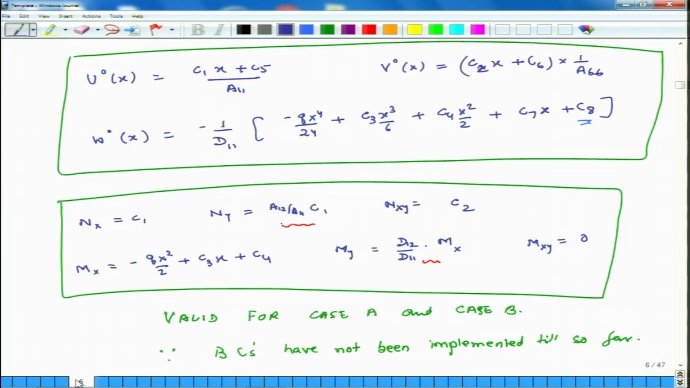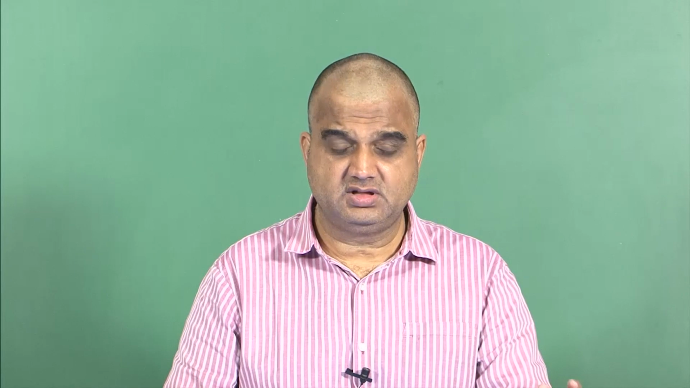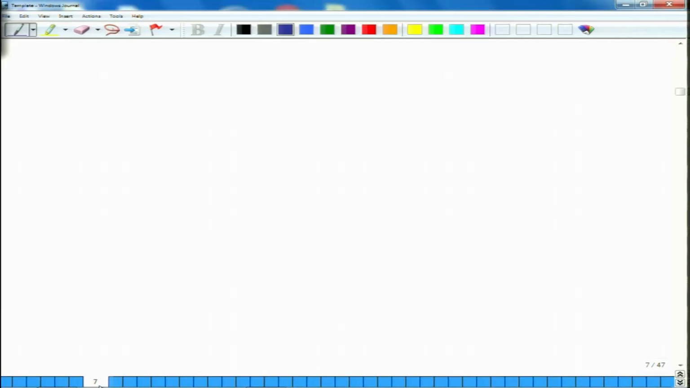So, we now have relations for u, v and w, and also relations for nx, ny, nxy, mx, my and mxy. In these equations there are 8 integration constants C1 to C8, and now it is up to us to figure out the values of these integration constants by implementing the boundary conditions for cases A and B separately. So, now we will start implementing the boundary conditions.